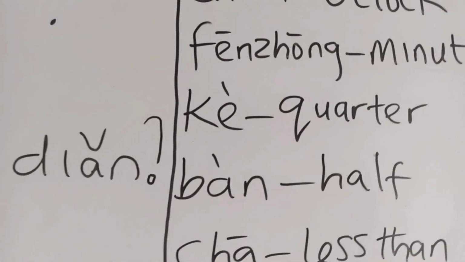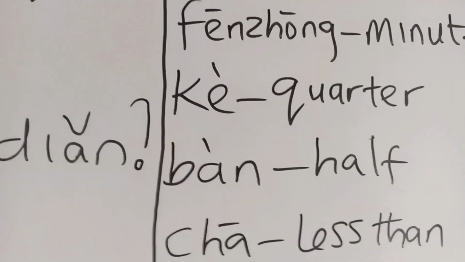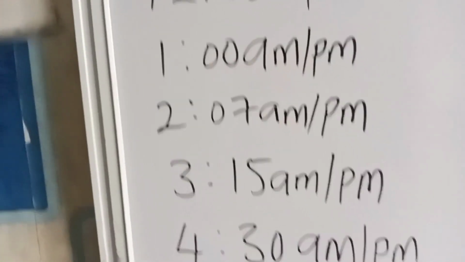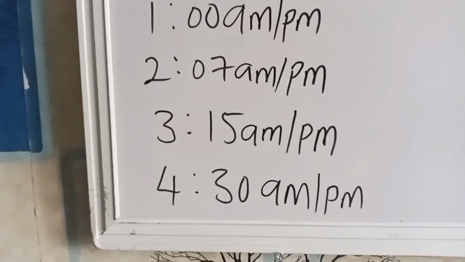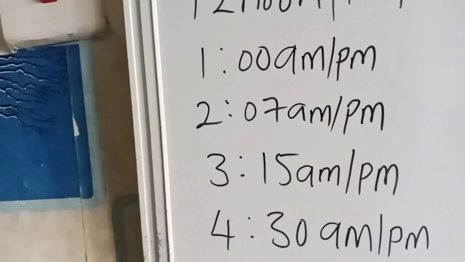But if you want to say it is a quarter past 3, you say 现在3:01. This is a quarter. Ke is a quarter. I said E because E is 1. So, 1 ke. 3:01. The fifth one here is 4:30 a.m. p.m. 4 is 4. 30 is 30.